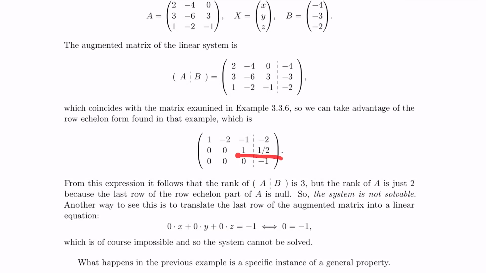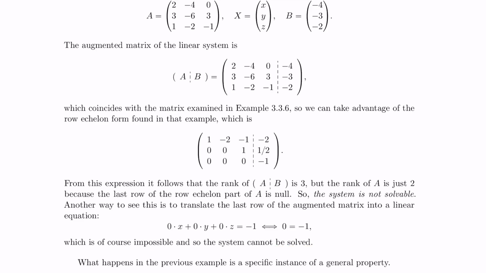Another way to see that the system is not solvable is to translate back the last row of the augmented matrix into a linear equation. We have 0 times x plus 0 times y plus 0 times z equals minus 1. That is, 0 equals minus 1, which of course is impossible, and so the system cannot be solved.